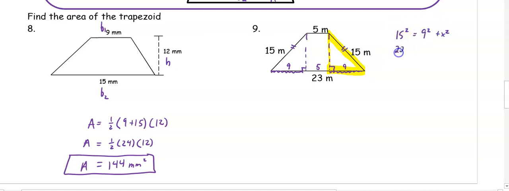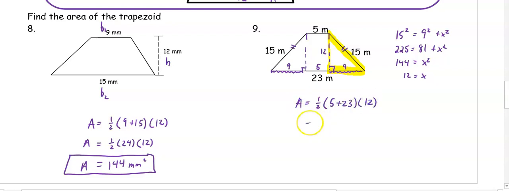In order to do that, we're going to have 15 squared equals 9 squared plus x squared. So we get 225 equals 81 plus x squared. We get 144 is equal to x squared, so x is 12. So now that we have a height of 12 and the bases are 5 and 23, our area is going to be equal to 1/2 times (5 plus 23) times 12. So that gets us 1/2 times 28 times 12, which is going to equal 168 meters squared.